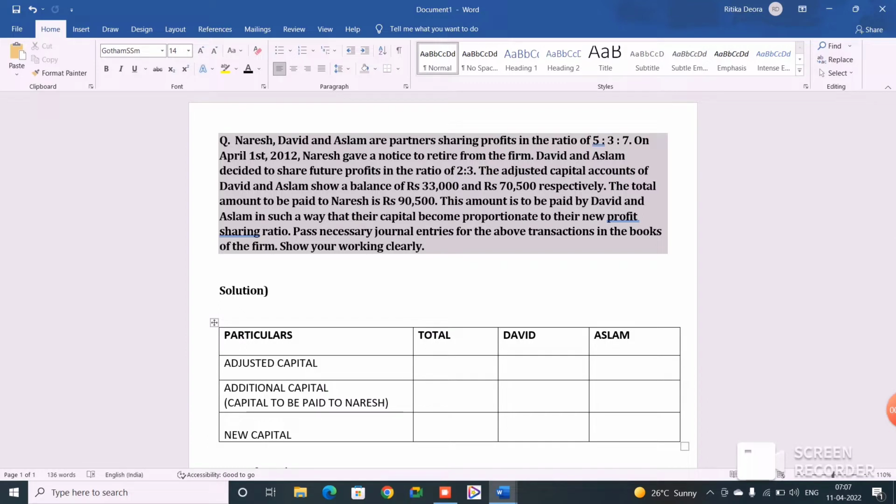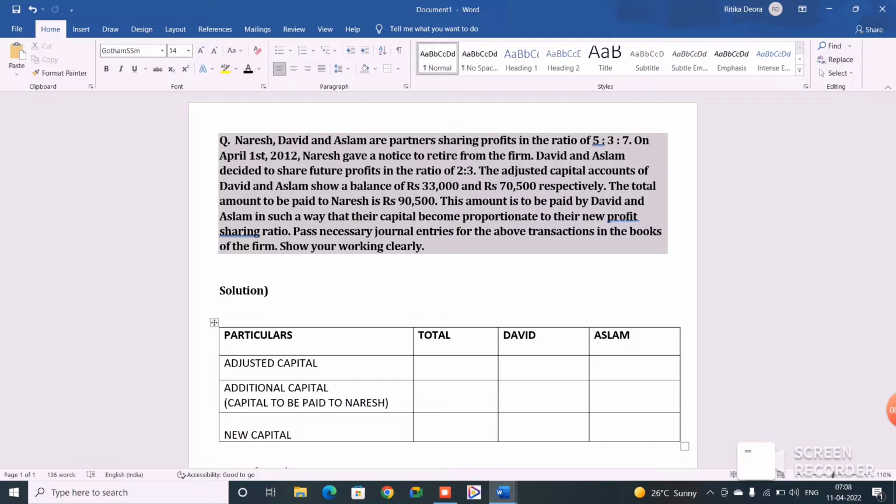Today we are going to learn how to calculate the capital contribution, that is the amount to be brought in or withdrawn by the remaining partners at the time of retirement of a partner. So in this video we have just covered one type of case where we are given the new profit sharing ratio of the remaining partners and the entire capital to be paid to the retiring partner is to be contributed by the remaining partners. So let us begin the video.